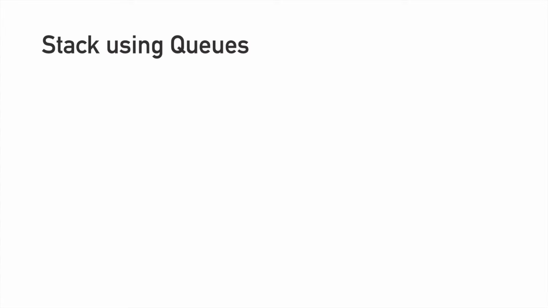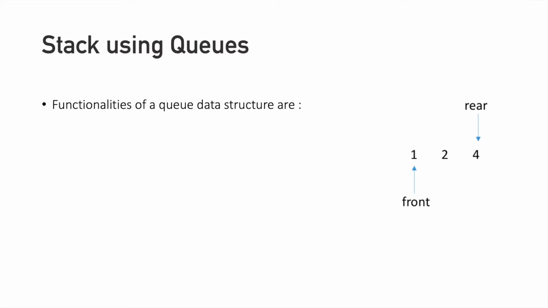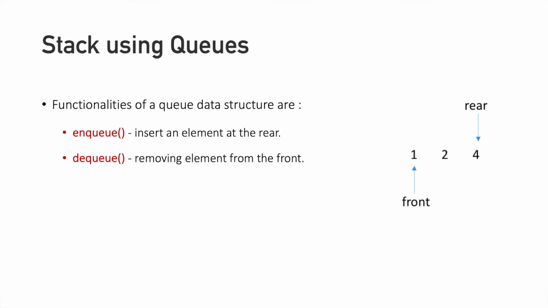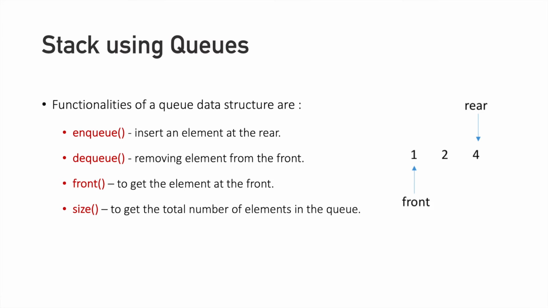So now let's quickly list down the functionalities of a queue data structure. In queue data structure, we have two pointers, the front and the rear pointer, where insertion always takes place at the rear, while the removal of an element always takes place from the front. With queue data structure, we have the following functionalities. Enqueue, that is inserting an element at the rear of the queue. Dequeue, that is removing an element from the front of the queue. Front to get the element at the front. Size to get the total number of elements in the queue. And finally empty to check if the queue is empty or not.